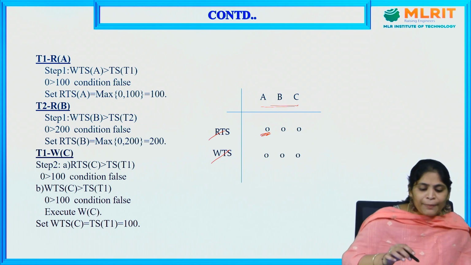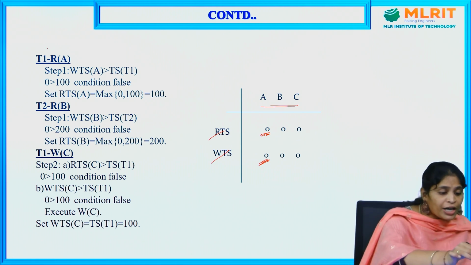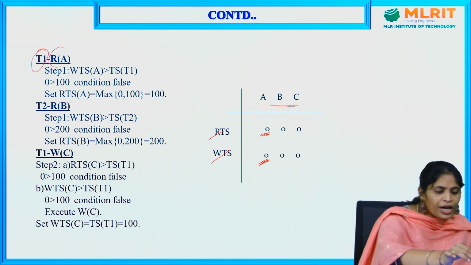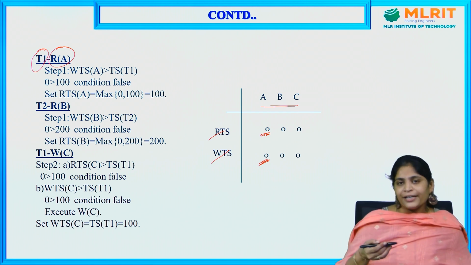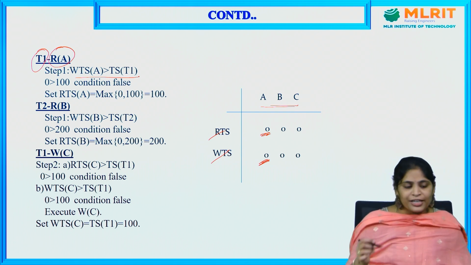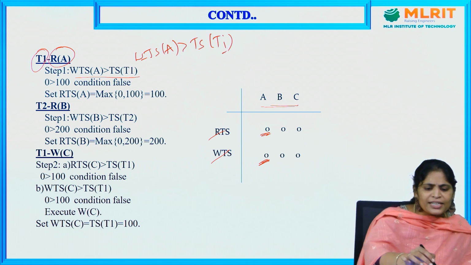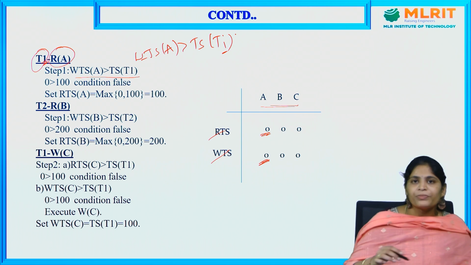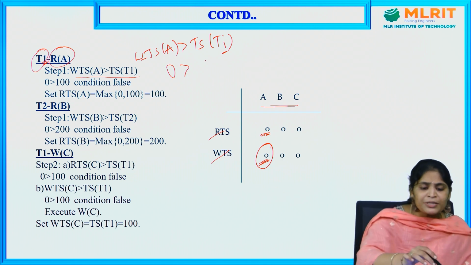And WTS of A? What is WTS of A? It is also 0. What do we need to check here? In transaction T1 we are doing a read operation, so we need to check the write conflict. So is WTS of A greater than TS of Ti? That is the formula. What is this Ti? Ti means here the transaction T1. So here we write WTS of A. What is the WTS of A value? 0 is greater than the timestamp of T1.